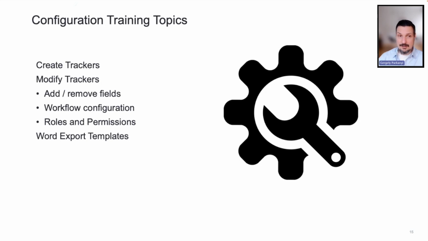I put it in the configuration training and not the development training because Codebeamer has built-in capabilities to communicate with Word through bookmarks and scripting. That means you can send data without having to code. And integration-wise, we have some standard out-of-the-box integrations with IBM Rational Doors and Jira. Those can be configured, and we can teach you how to configure that. But of course, there could be integration beyond that, and that would be development.